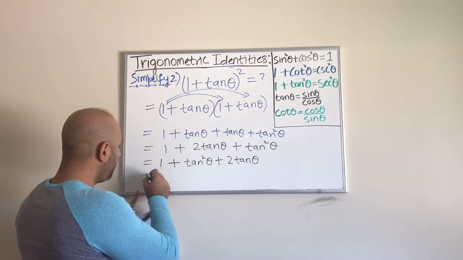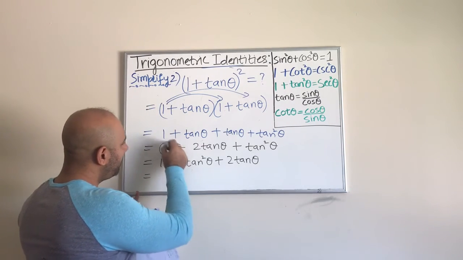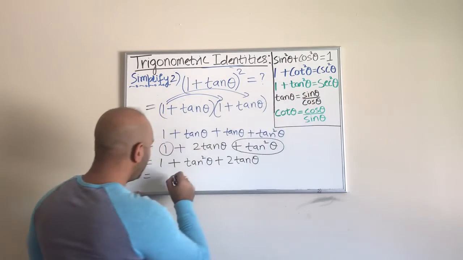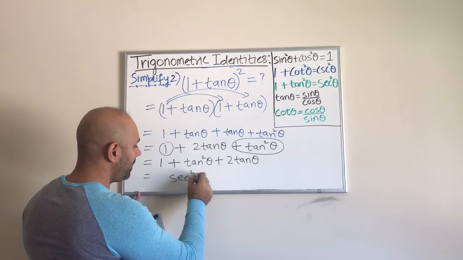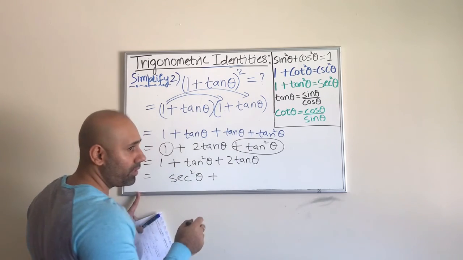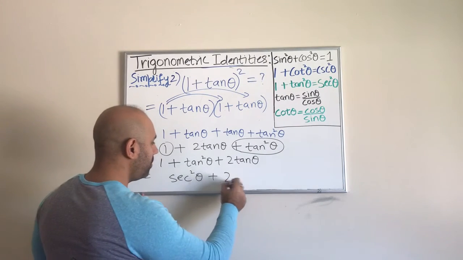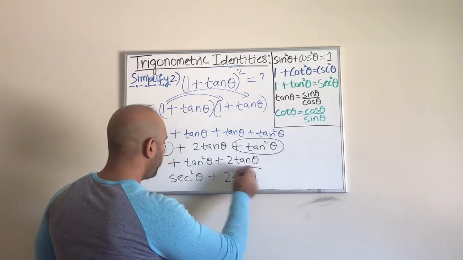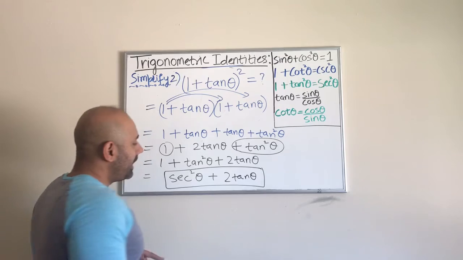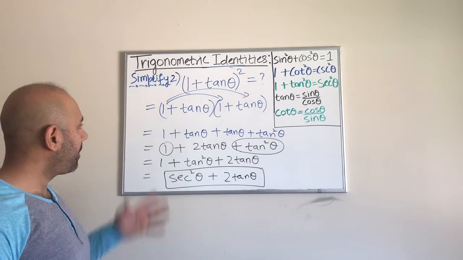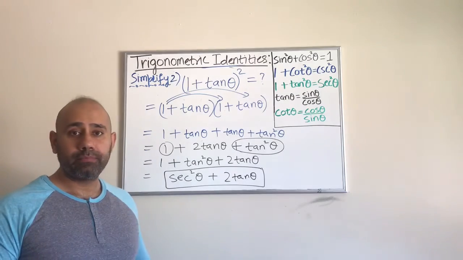So here I was able to combine this 1 plus with this. Now 1 plus tan square theta is secant square theta, and I'm not trying to remember stuff here. I already have these things in front of me and you will have them on your formula sheets. And then there's a plus 2 tangent of theta. Guys, that's it. That's the best we can do here, okay? And we have simplified this, okay?